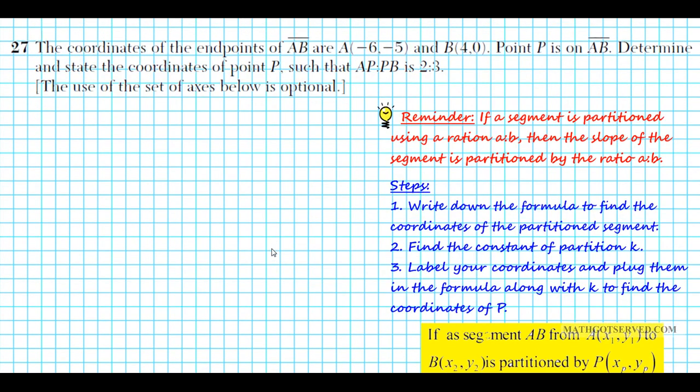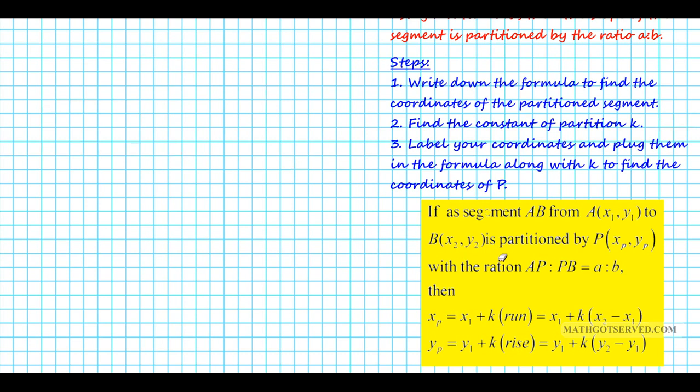Okay? So let's go over the reminder real quick. A real quick reminder is that if a segment is partitioned using the ratio A to B, then the slope of the segment is also partitioned in the same ratio. All right, so the steps we're going to do are as follows. We're going to write down the formula to find the coordinates of the partition segment. We're then going to find the constant of partition K. And then we're going to label our coordinates and plug them into the formula along with K to find the coordinates of point P.